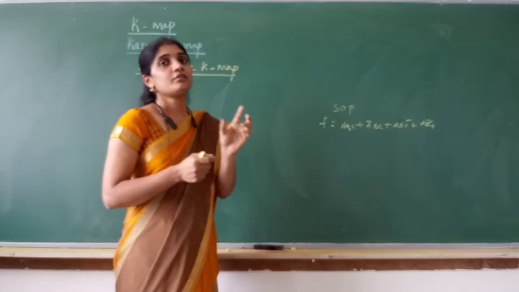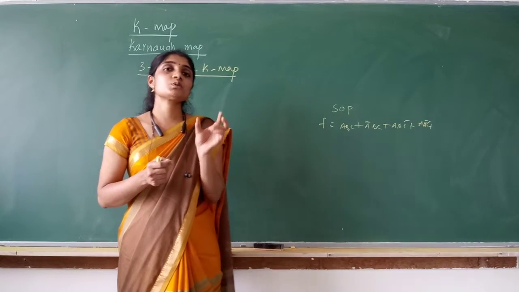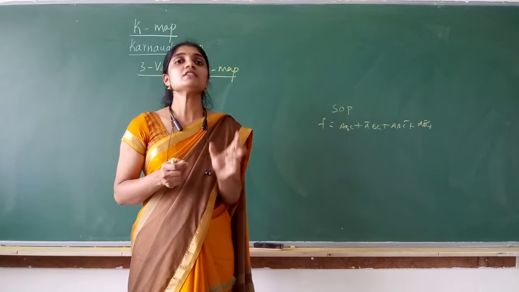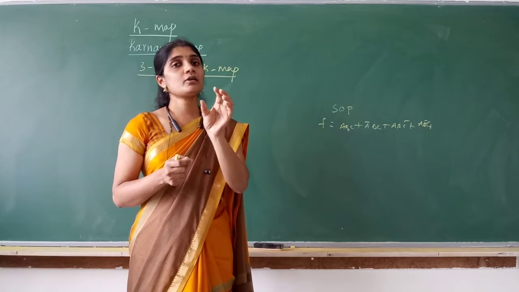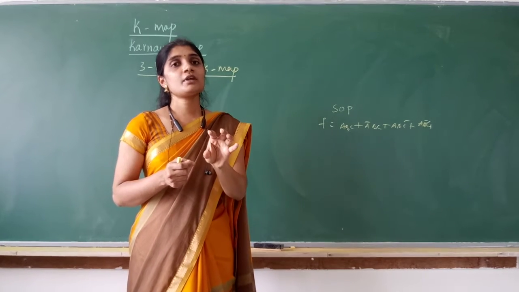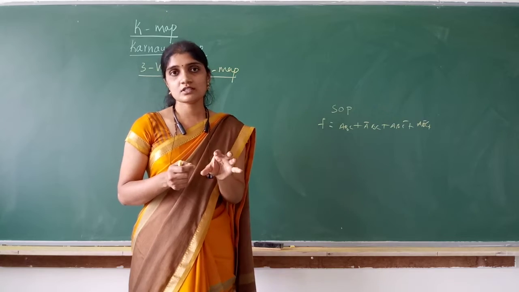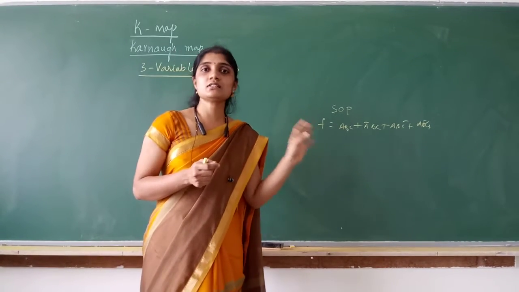That is why we are not supposed to implement any circuit directly for the equations which we write from the truth table. We always have to simplify it, then only implement, because after we simplify, the number of gates will be reduced, the size of the IC will be reduced, and in turn the cost reduces. That is why we always have to simplify the equation before we design any circuit.